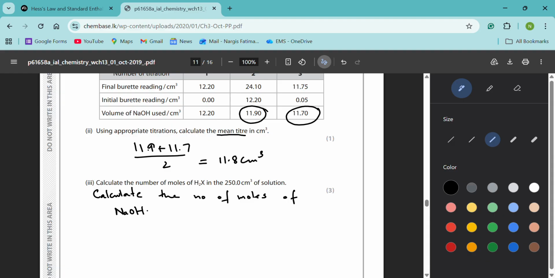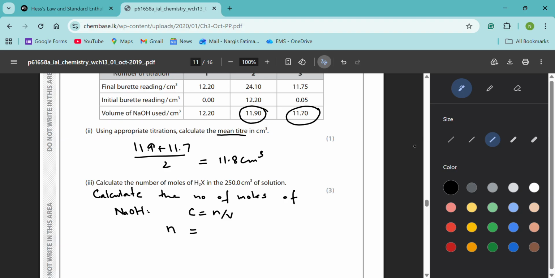sodium hydroxide. This question is also very important because this usually comes in the exam with different values, but this type of question is very important, so you must practice these. You have the formula C, concentration, is equal to number of moles over volume. You need to find the number of moles. Now you have the concentration of sodium hydroxide that's given in the question.